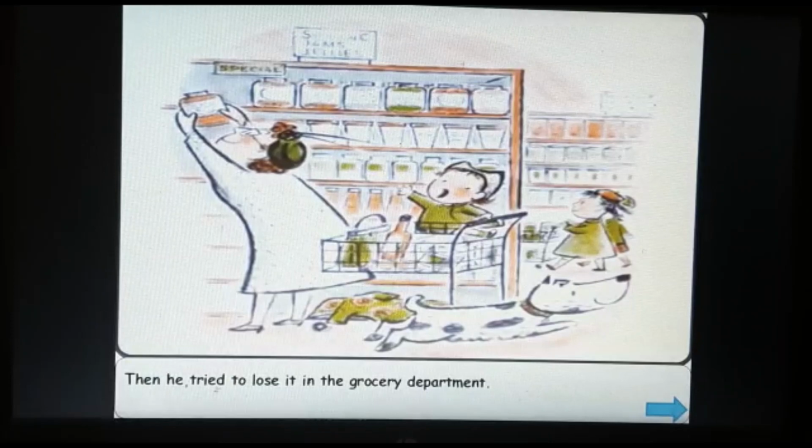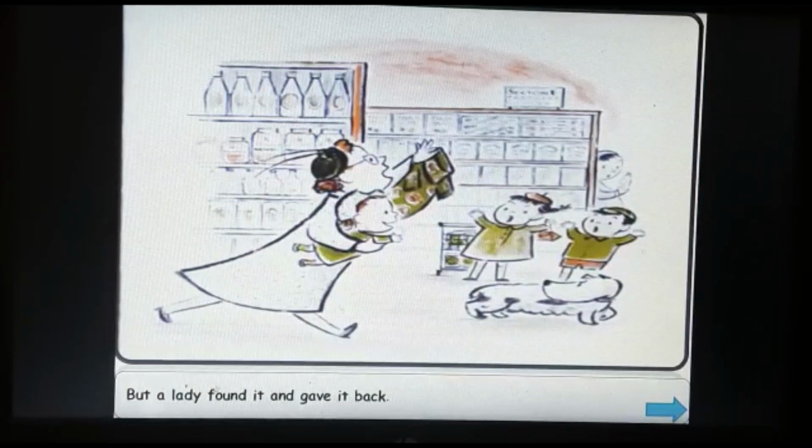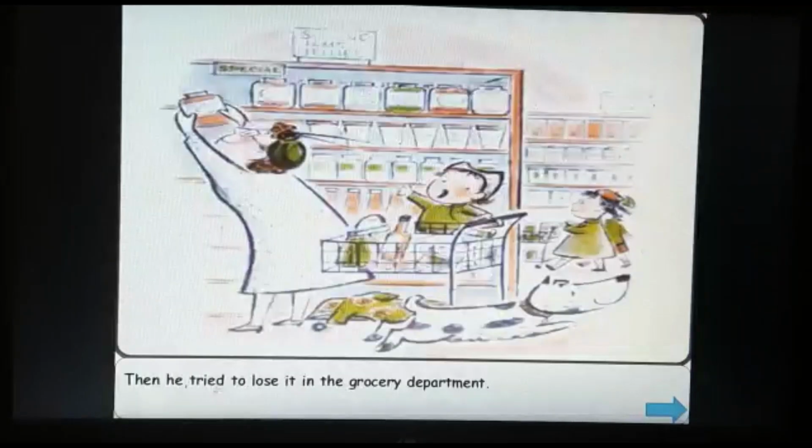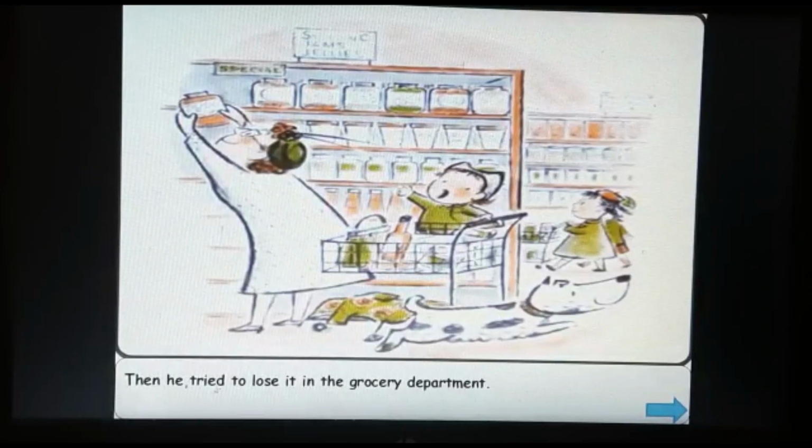Harry forgot his sweater. That doggy forgot his sweater, Mama. Let's see what happens next. But a lady found it and gave it back. The child is so happy to return the sweater because even the child is thinking that by mistake the doggy forgot. Again, the children are looking to lose it in the grocery department. The second time that Harry did not want that sweater was he tried to lose it in the grocery department.